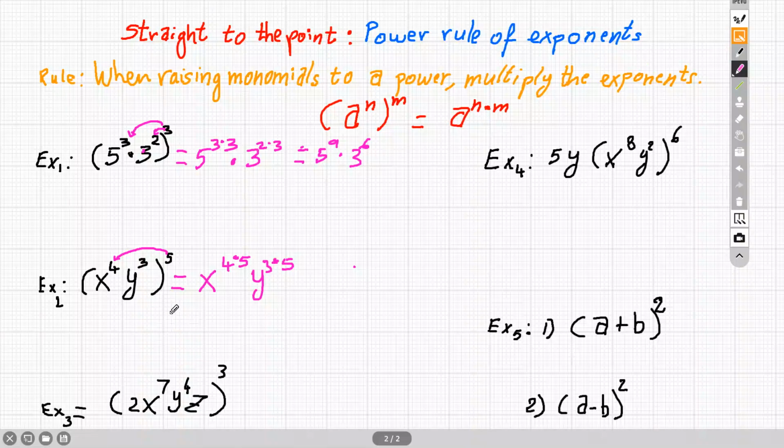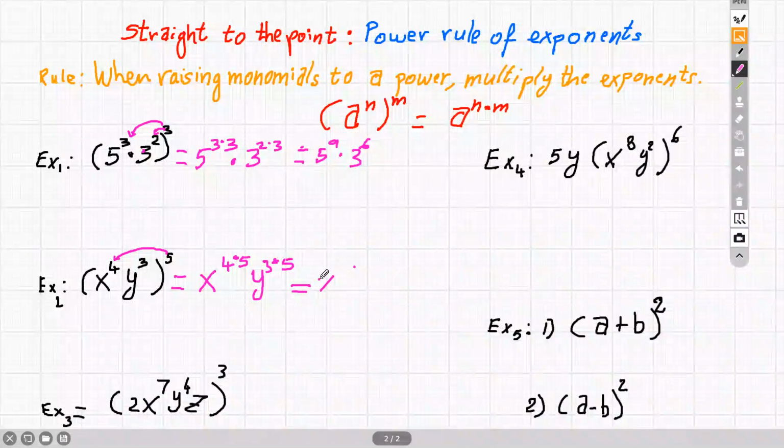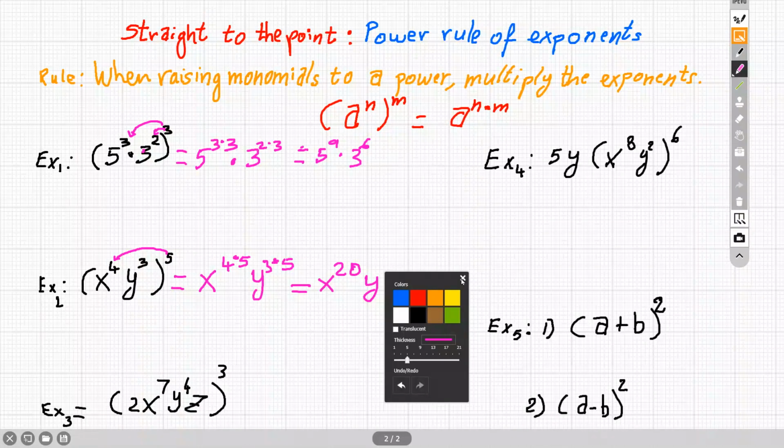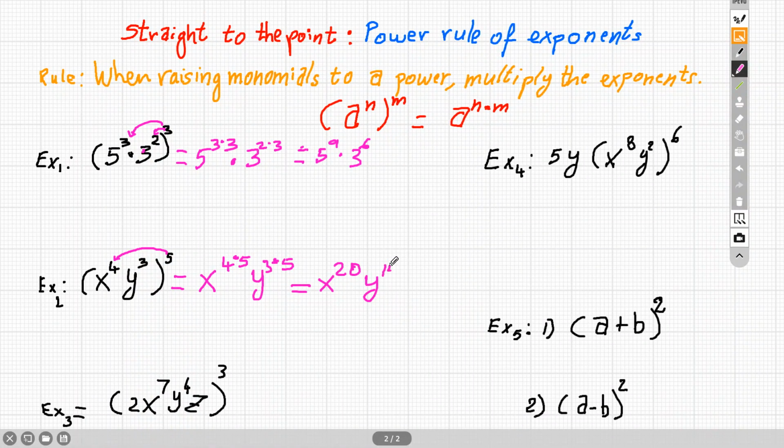Okay. So that will give us x to the power of 20, 4 times 5 is 20, and y to the power of 15, 3 times 5 is 15. And then we are done.